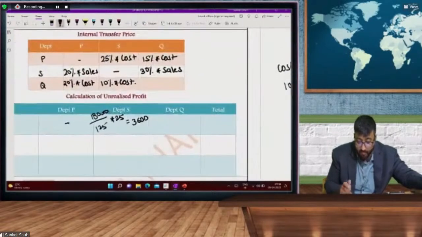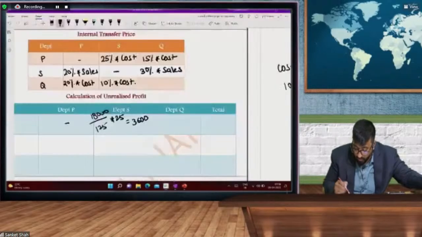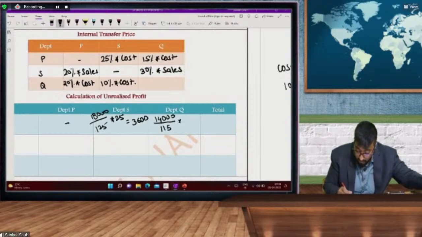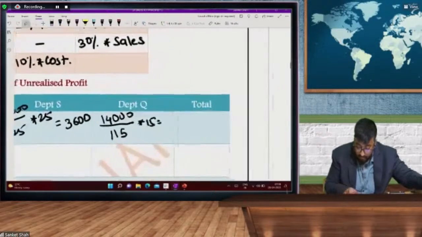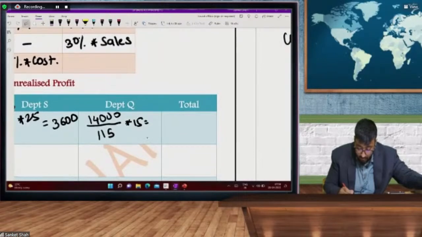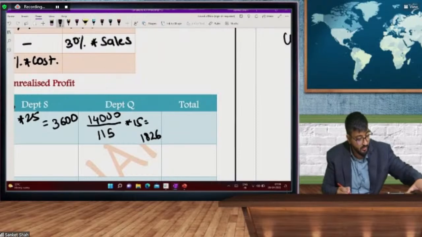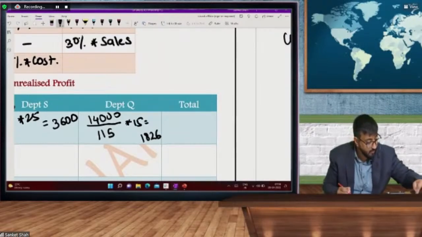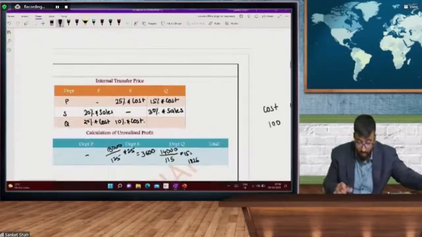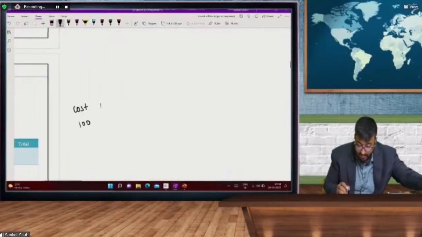$3,600. 15% on cost. So Pooja ji, 15% on cost means 14,000 divided by invoice price, which will be 115, beta, into 15. Yes. 1826. $1826.